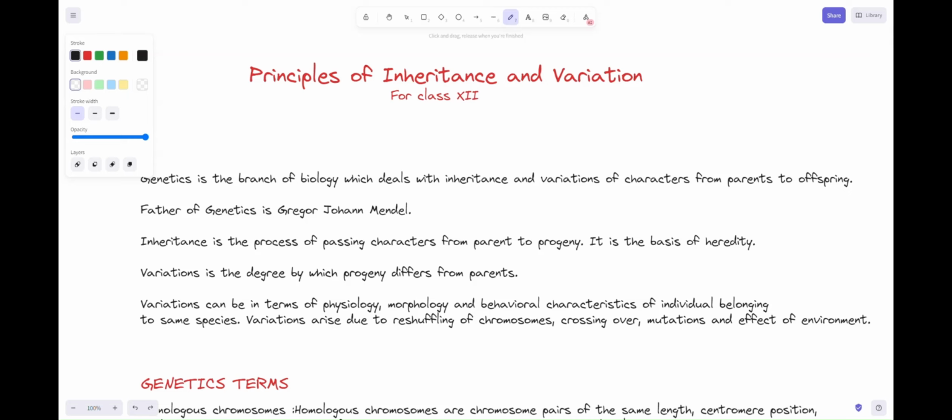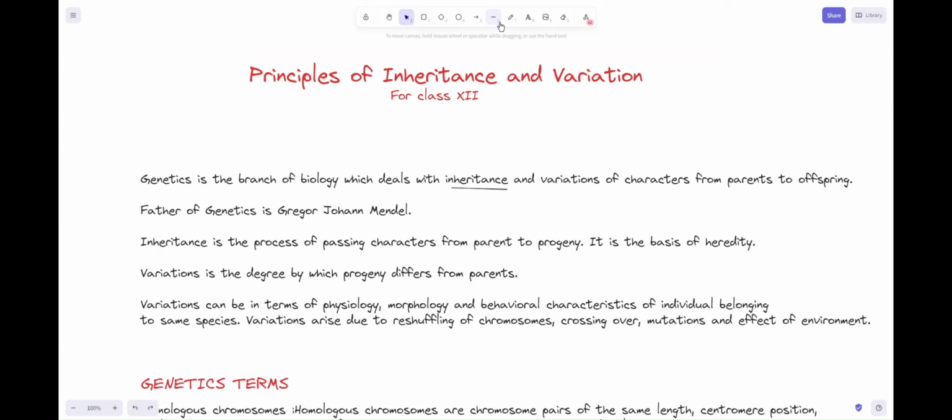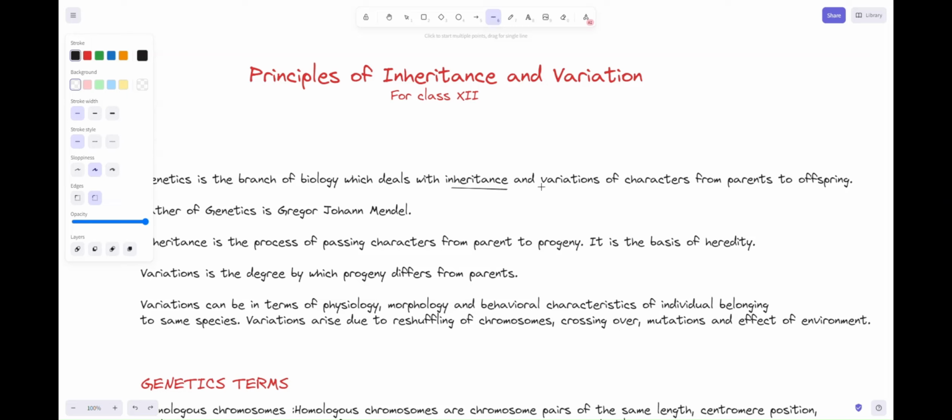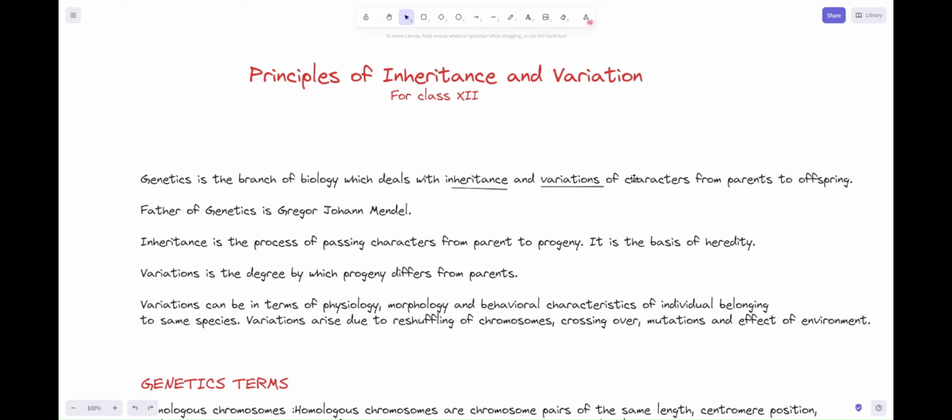Genetics is the branch of science that deals with inheritance and variation. There are two terms here, you can see, inheritance and variation. Okay, so what is this inheritance and variation? Now inheritance is the process by which the features or the characters are transmitted from parent to offspring. Okay, and this entire study of inheritance or transmission of features is known as heredity.